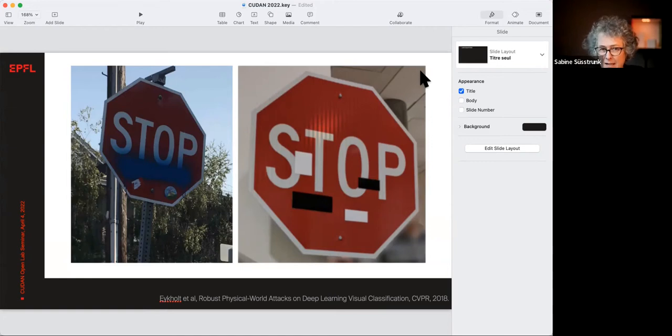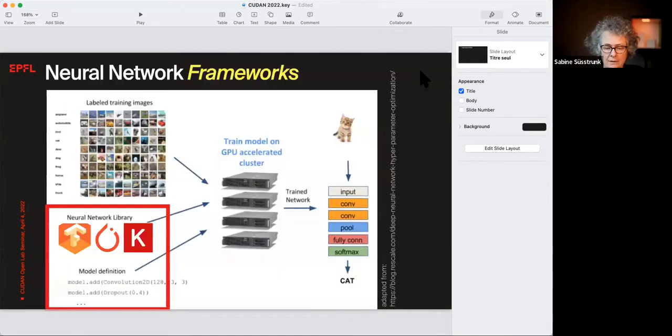So there are two problems with data sets. They can be prone to bias, and they can also be prone to malicious or non-malicious attacks on the data set. Now let's look at frameworks.